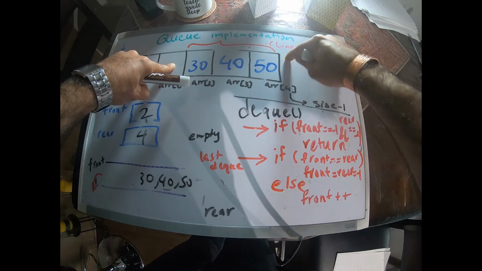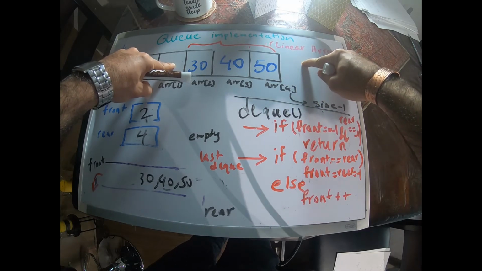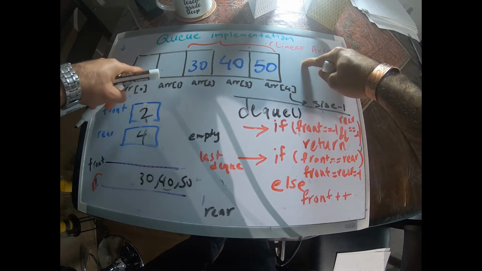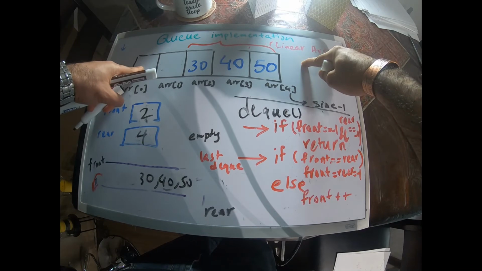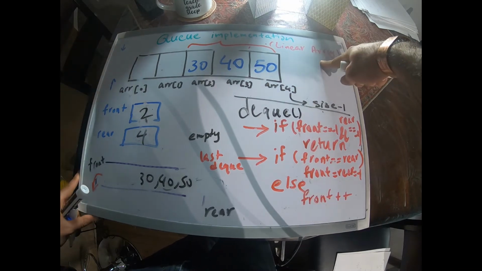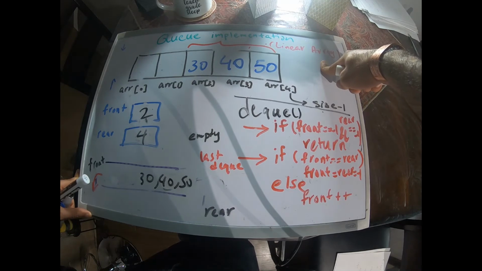Although I don't have any more spaces here, I should be able to take advantage of these 2 empty memory spaces. I can't do that. So that's the problem with the linear array. It's not very memory efficient, okay?